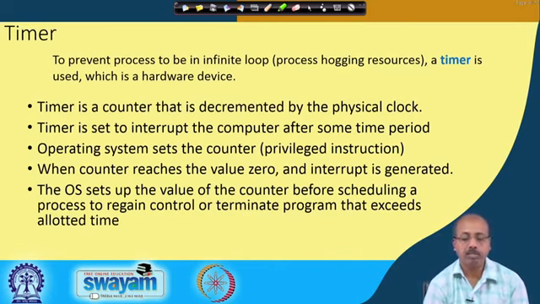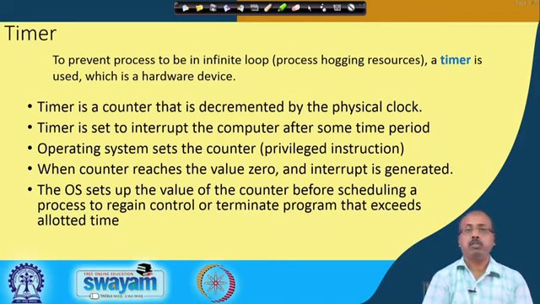A timer is a counter that is decremented by the physical clock. Say I start a timer for 10 seconds. After every physical clock tick, the value will be reduced by 1, and when the value becomes 0, it will interrupt the computer after the time period. Now when this interrupt comes, we know that the process has not released the resource by this time.